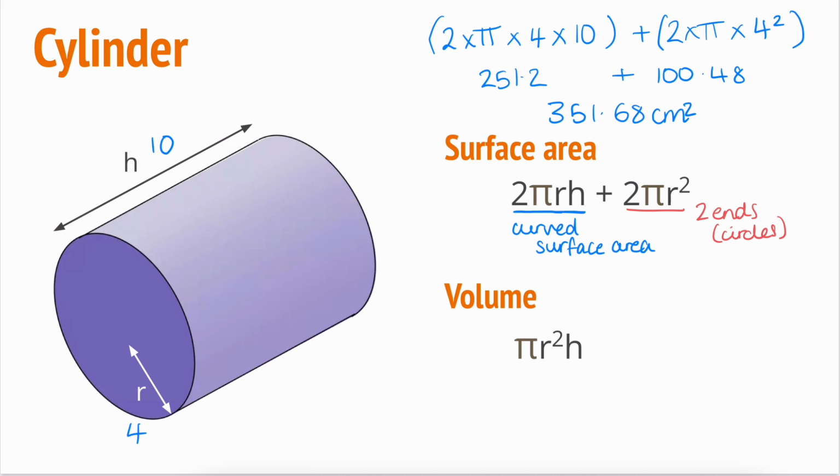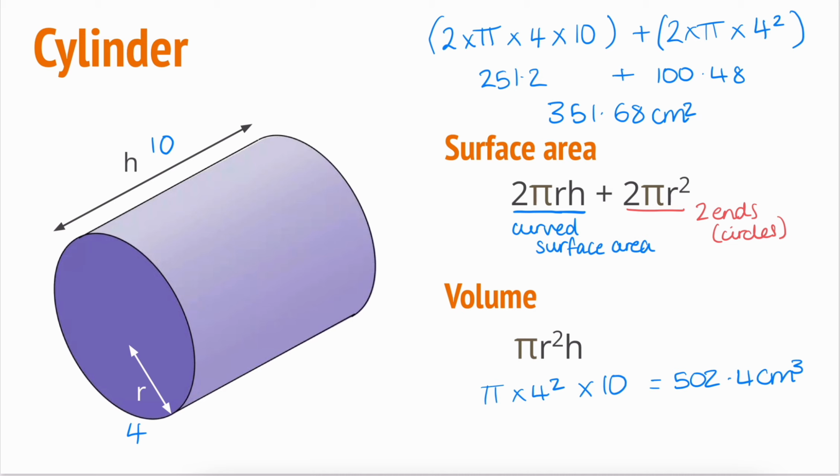And then I'm going to do the same again, but for the volume. Again, I'm just substituting into my formula. So it's just pi times 4 squared times the height, which gives me 502.4 centimeters cubed. Okay, so this one is volume. We can only find the volume of a 3D shape, so therefore this one would be centimeters cubed.